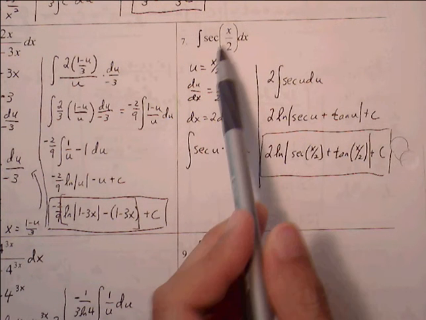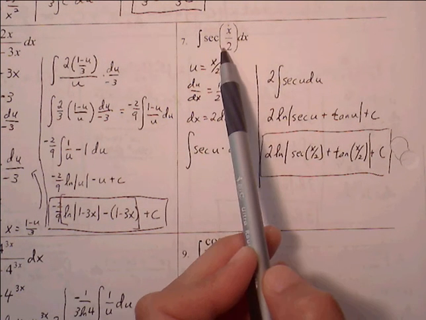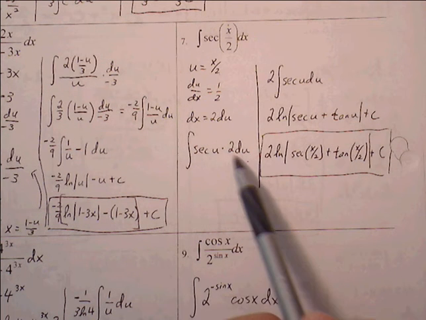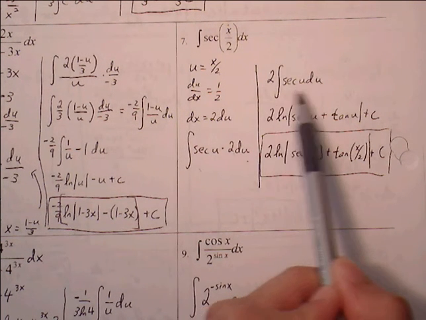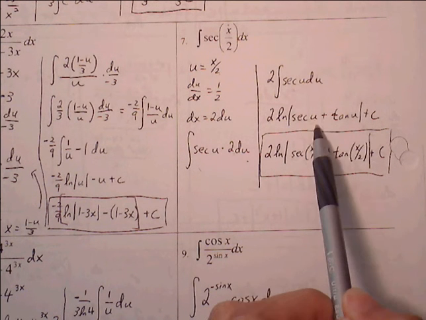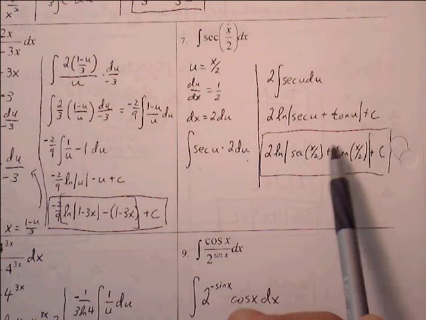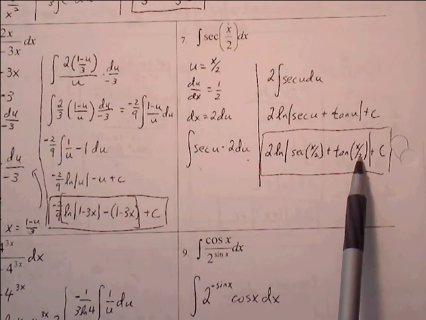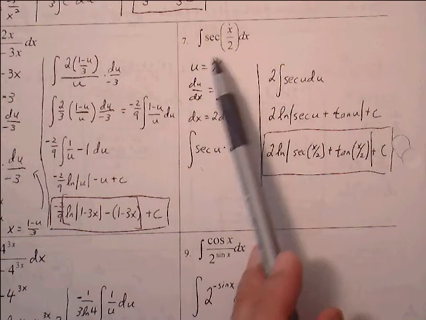We make our substitution in terms of u. X over 2 gets replaced with u. Dx gets replaced with 2 du. We can pull the 2 out in front. So now we have a nice clean rule that we can use. The integral of secant u is natural log of the absolute value of secant u plus tangent u, plus c. Don't forget the absolute value. And then replace our u value back in terms of x, which is x over 2.